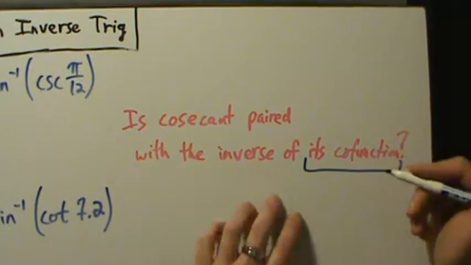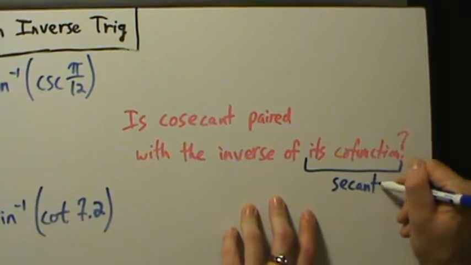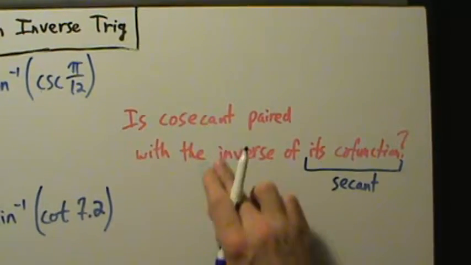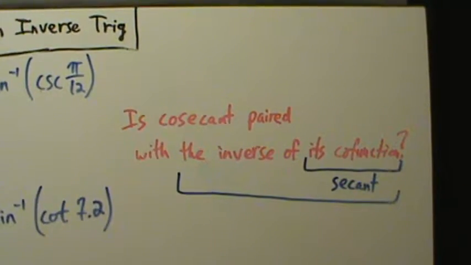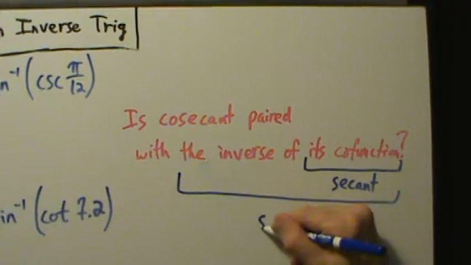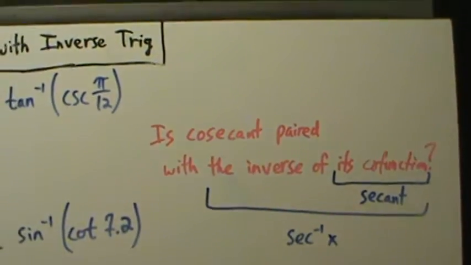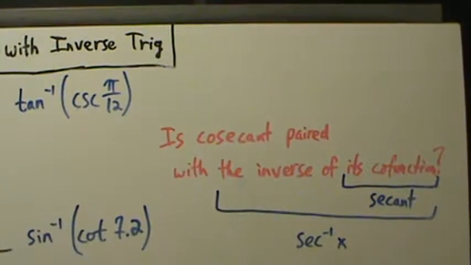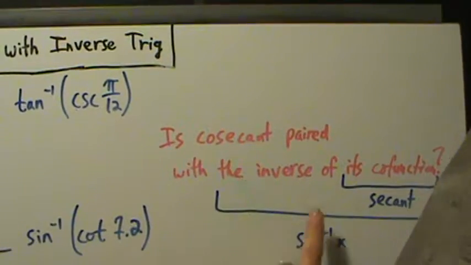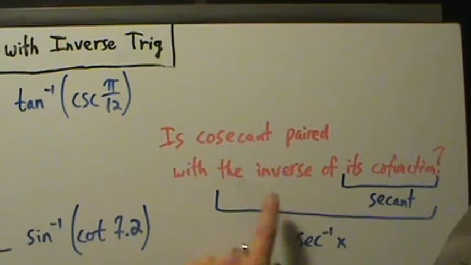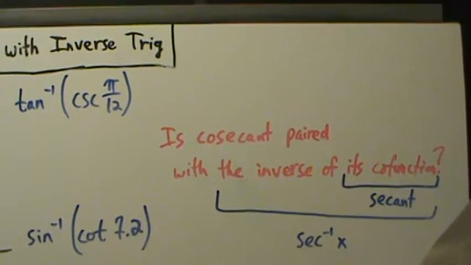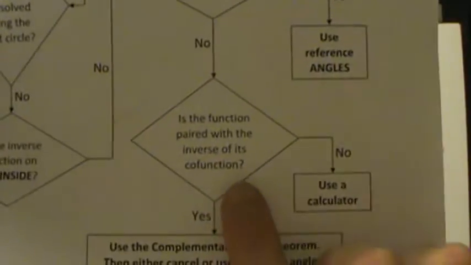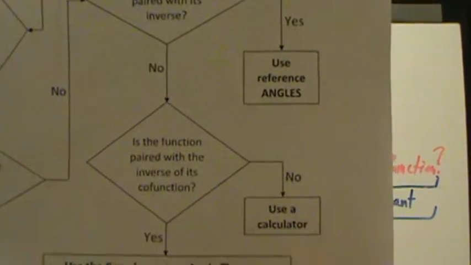Well, since it's cosecant, the cofunction is secant. What's the inverse of that? The inverse of secant is inverse secant. So is cosecant paired with inverse secant? No, cosecant is paired with inverse tangent. So the answer to the question is no. The inverse of its cofunction is inverse secant, and cosecant is not paired with that, it's paired with inverse tangent. So is the function paired with the inverse of its cofunction? No. So we use a calculator.